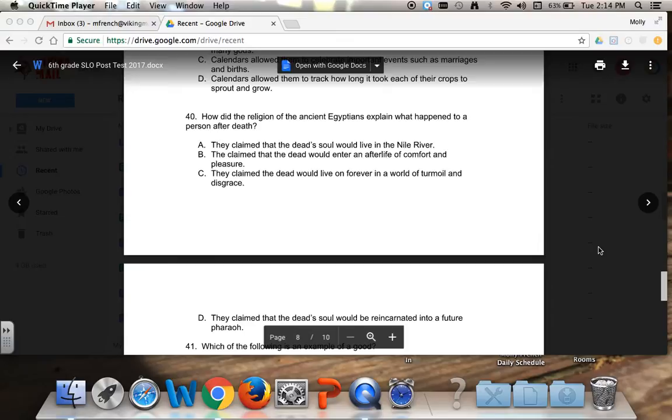Number 40. How did the religion of the ancient Egyptians explain what happened to a person after death? A. They claimed that the dead soul would live in the Nile River. B. They claimed that the dead would enter an afterlife of comfort and pleasure. C. They claimed the dead would live on forever in a world of turmoil and disgrace. Or D. They claimed that the dead soul would be reincarnated into a future pharaoh.